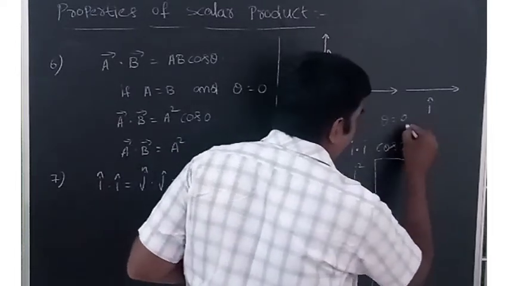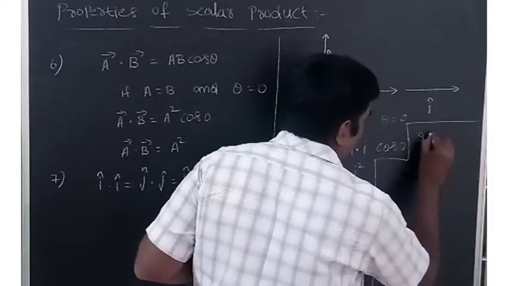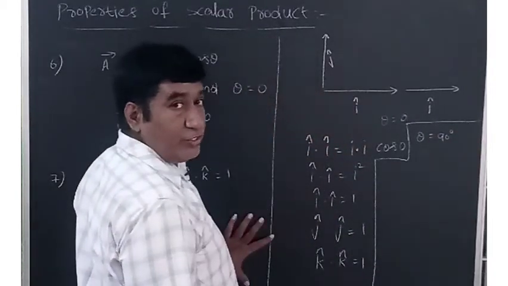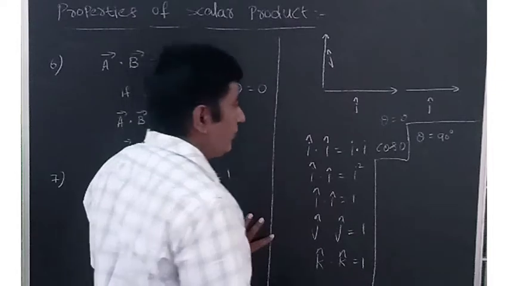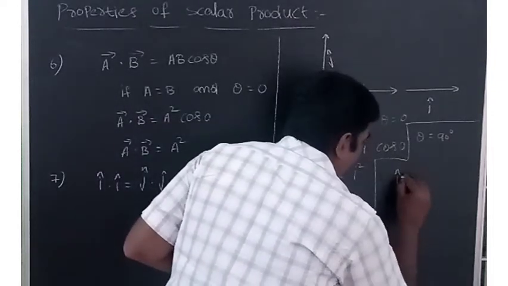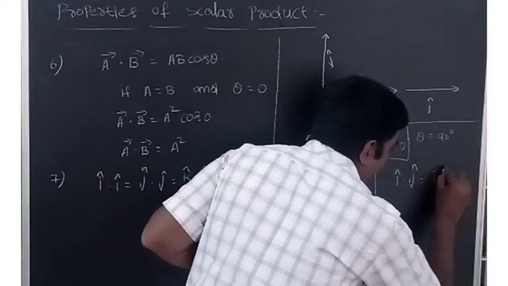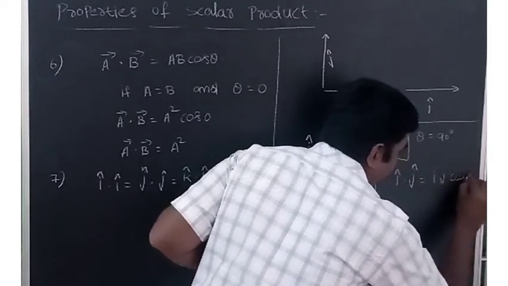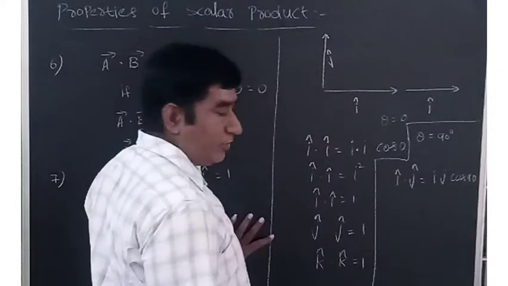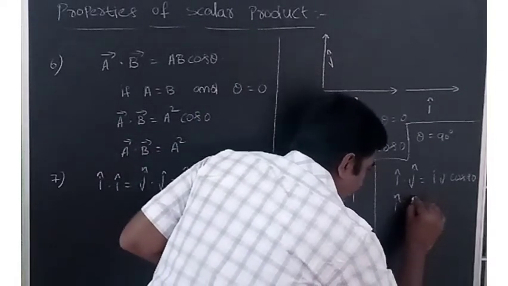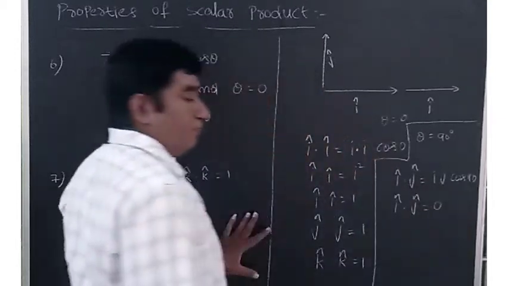So in this case, what can I take? Theta is equal to 90 degrees. If theta is equal to 90, the value will be 0. That is, i cap dot j cap is equal to ij into cos 90. What's the value of cos 90? Cos 90 is nothing but 0. That is, i dot j is equal to 0.